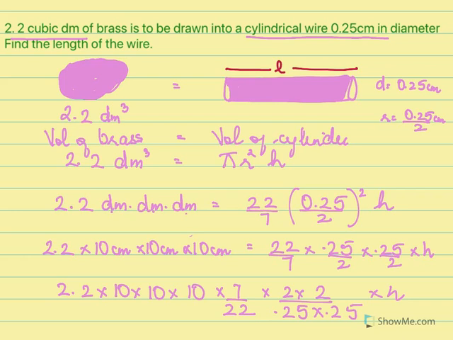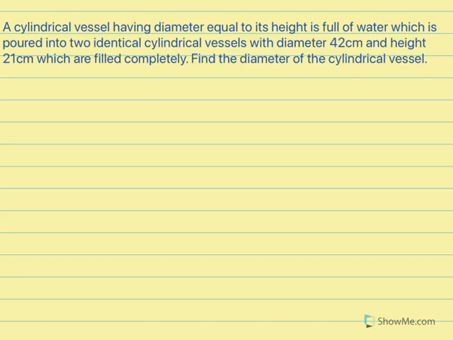Now to remove the decimals, to remove this decimal and this decimal, you will multiply by 100 and then another 100, and then you reduce it. So it will be into 100 is equal to h. And after reducing, you get h equal to 44800 centimeter, which is 448 meter.